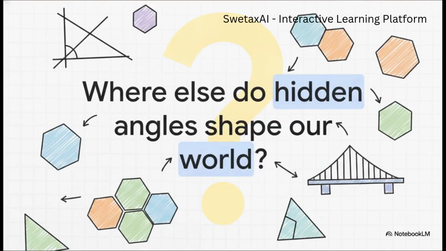We've completely cracked the code on abstract shapes today, but think about this. Where else do these hidden, mathematically perfect angles shape the architecture of our physical world? Once you hold this geometric master key, you're going to start spotting these clues everywhere. From parallel transversals and bridges to regular hexagons perfectly tiled in a beehive, geometry isn't just an exam topic. It's literally the invisible blueprint of reality.